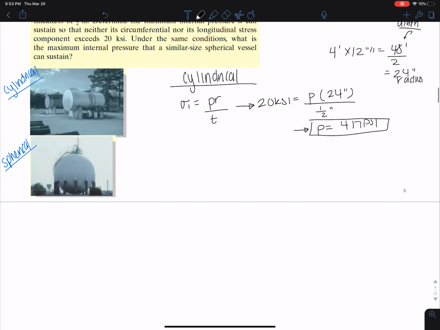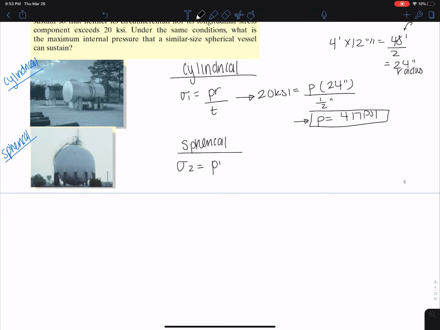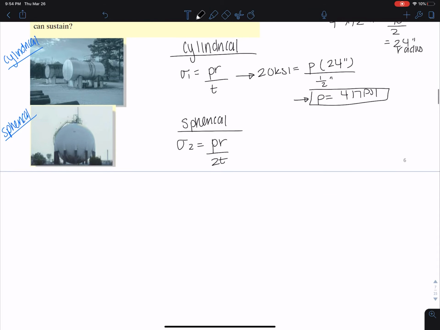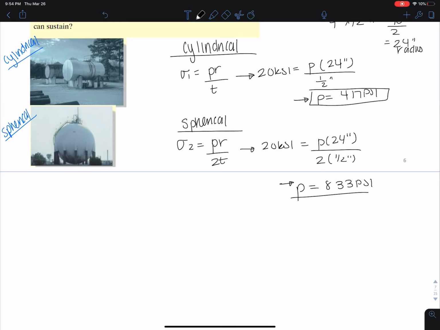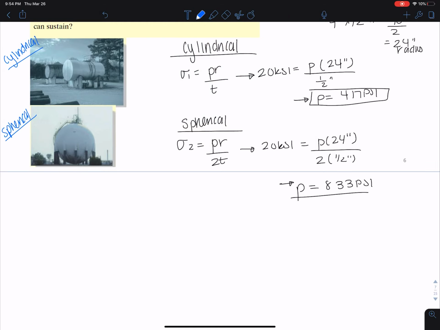Now we want to figure out the spherical. For the spherical system, we only have this sigma 2 to plug into. And we can directly plug in this 20 KSI. And then now we have the 2 times 1/2 inch. And here we get the P value of 833 PSI. So we have a larger max pressure that can be carried here. And one thing to note, although we technically do have a sigma 2 value here that's also equal to 833 PSI.